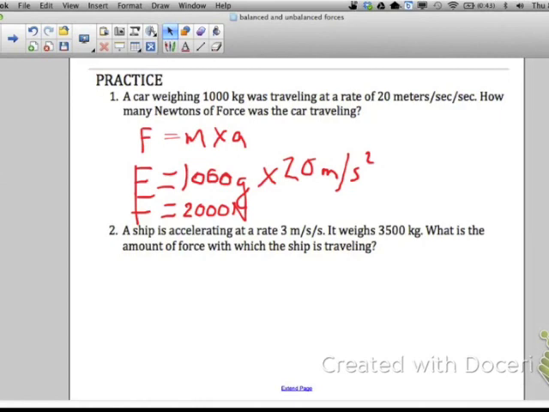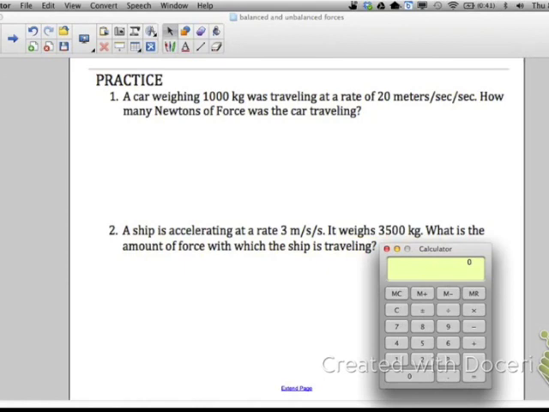So let's take a look at this next one here. A ship is accelerating at a rate of 3 meters per second squared. It weighs 3,500 kilograms. What is the amount of force for which the ship is traveling? So we put our formula again. Force equals mass times acceleration. And so we need to figure out what our mass is. So that would be the 3,500 kilograms, accelerating at a rate of 3 meters per second squared. So I multiply that times 3. I would do 3,500 times 3. And that gives me 10,500 newtons of force. So I'd write force equals 10,500 newtons of force.